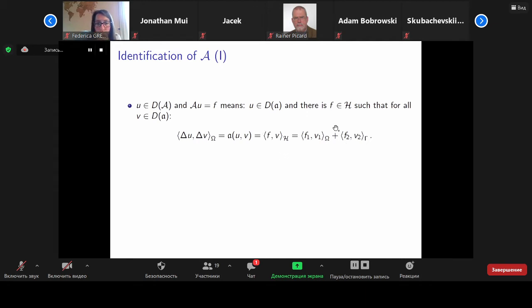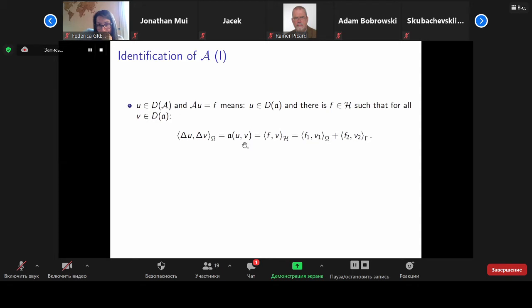And this is where suddenly the boundary reappears. So this is the defining equality. And now we want to identify the two components F1 and F2. For F1, this is rather simple as one directly sees that the test functions lie in the form domain.